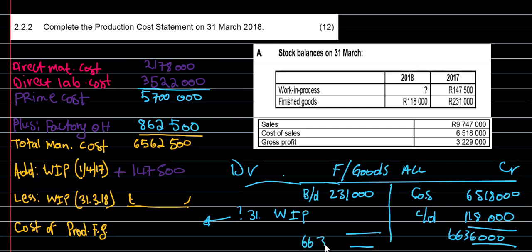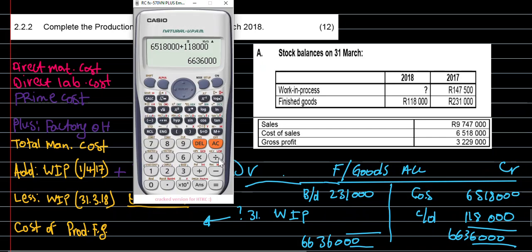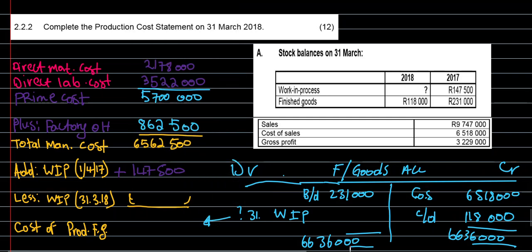6636,000. Therefore, we minus this money from that money. We minus 231,000 from 6636,000 to get our produced. So it's 6405,000. Let's put our money there, 6405,000.